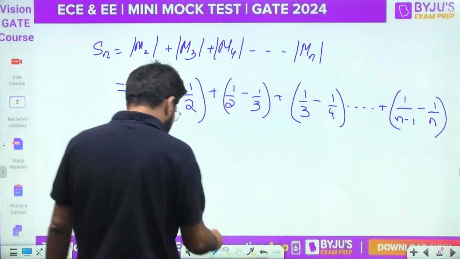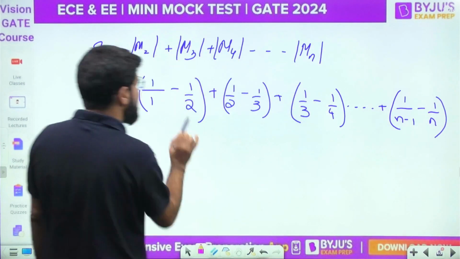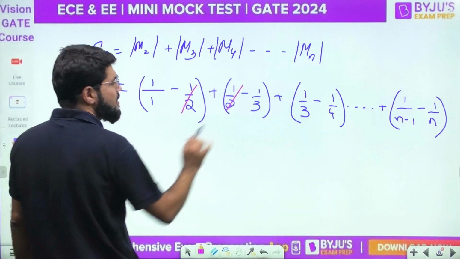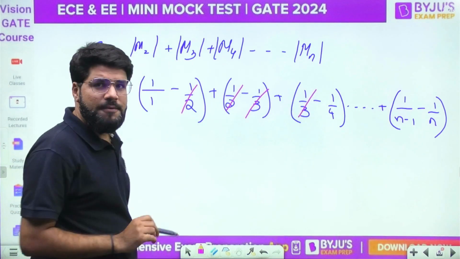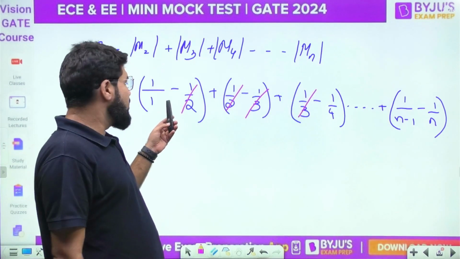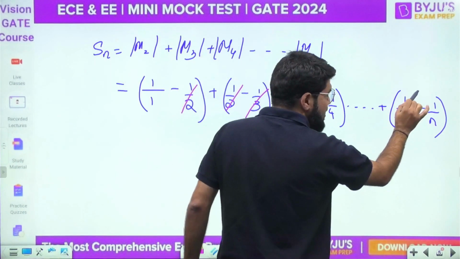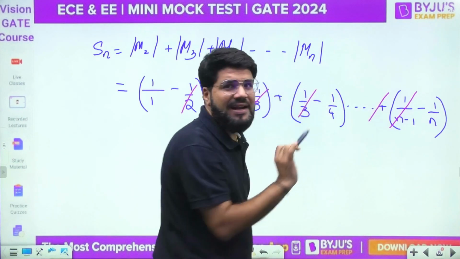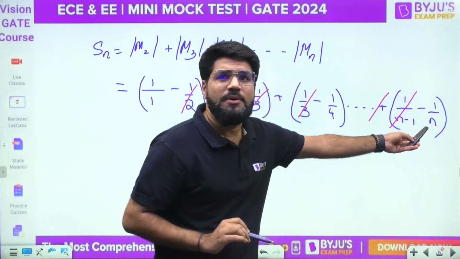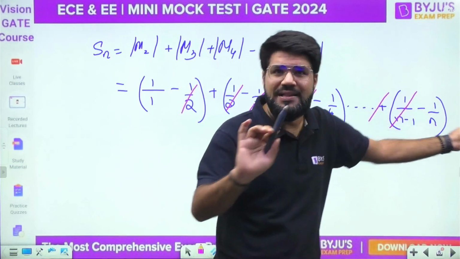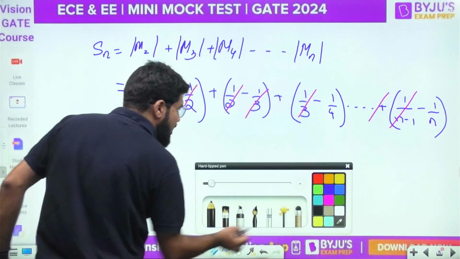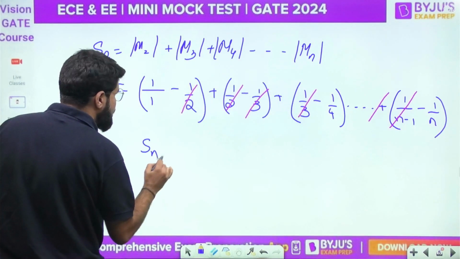So what you are able to feel is that minus 1 by 2 plus 1 by 2 cancels, minus 1 by 3 plus 1 by 3 cancels. For every particular term, the second component will cancel the first component of the next term. Here the first component will cancel with something that I have not written here, but the last term's second component will not cancel, because for that to cancel there has to be a next term, and there is no next term. This is the last term. So what is the value of Sn?